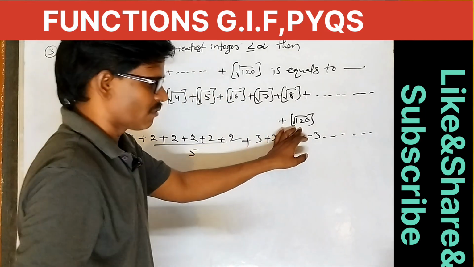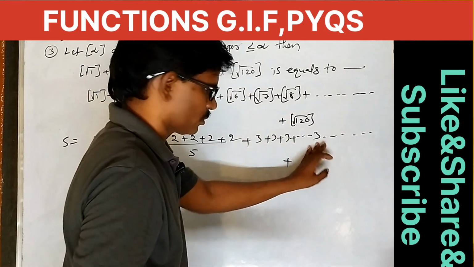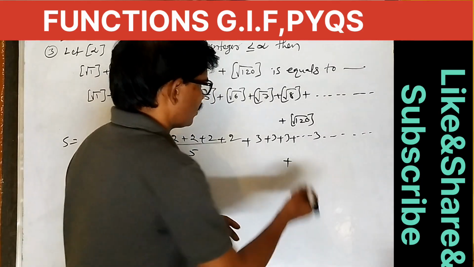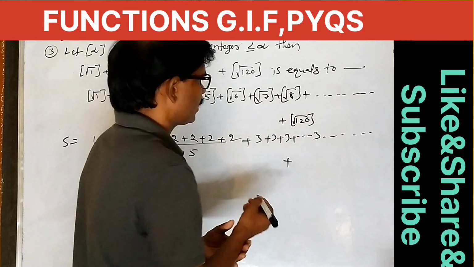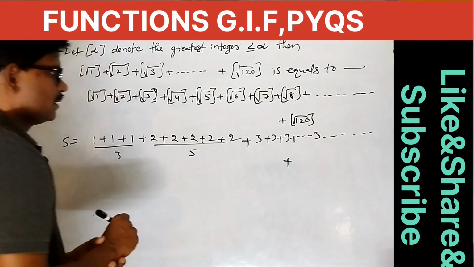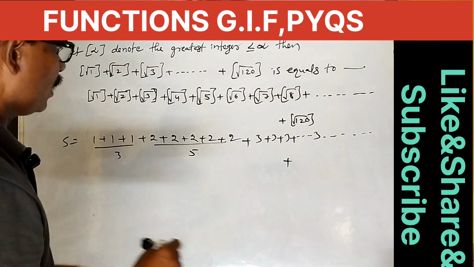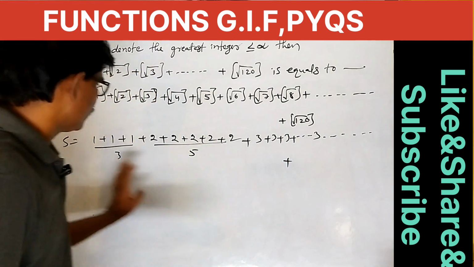What is the value of this one? 3 values. Next, how many members are there? This is 21. This is 10. Root 10 is equal to 100. Up to and so on. How many numbers are there? This is the one series.